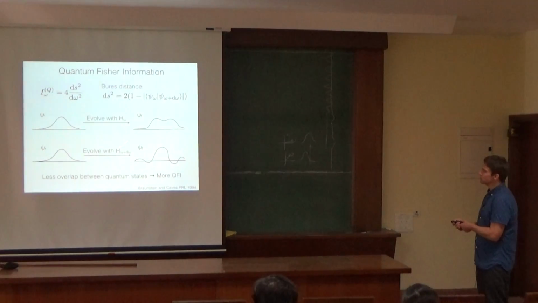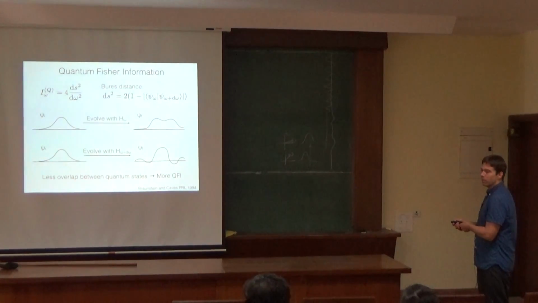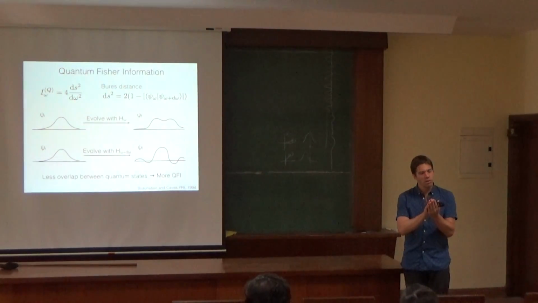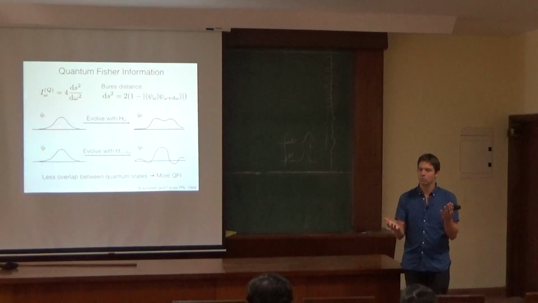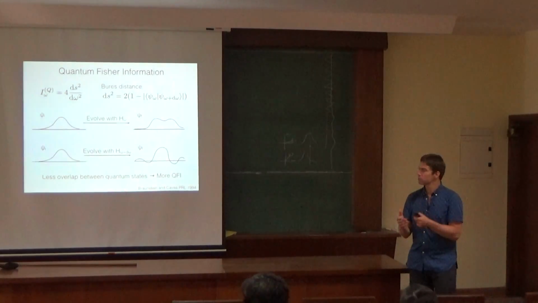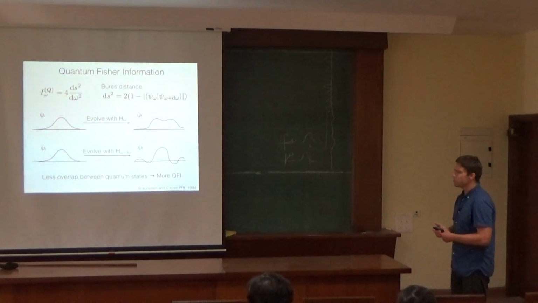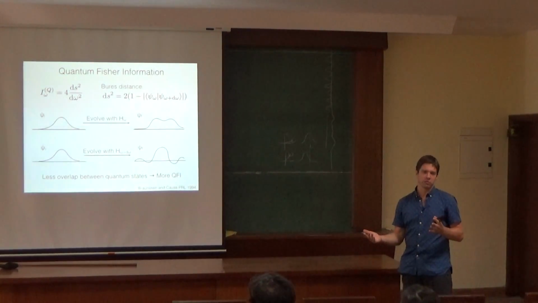Now we want to see how this final wave function compares to if we start with the same state and evolve with H of omega plus d omega. What kind of wave function do we get later on? If these wave functions are exactly the same, then there's no quantum Fisher information. But if they're orthogonal, then there's a maximal amount of quantum Fisher information. So that's what this Bures distance says. It's like 1 minus the overlap of these two wave functions. If they're non-overlapping, then there's maximal quantum Fisher information.